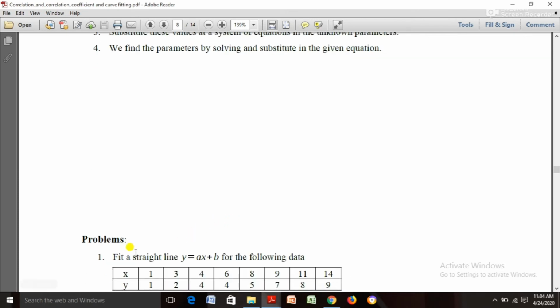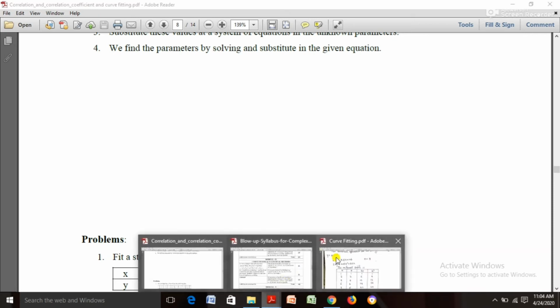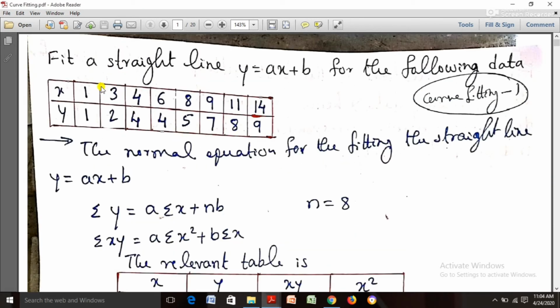So this is the problem. The first problem: fit a straight line y = ax + b for the following data, that is, x and y values. The x values given are 1, 3, 4, 6, 8, 9, 11 and 14, and the y values are 1, 2, 4, 4, 5, 7, 8, 9. So the pairs are (1,1), (3,2), (4,4), (6,4), (8,5), (9,7), (11,8) and (14,9). We have to find the straight line for this data.